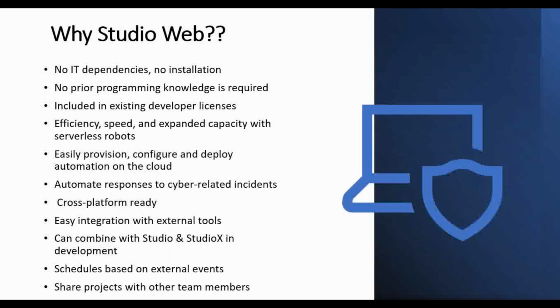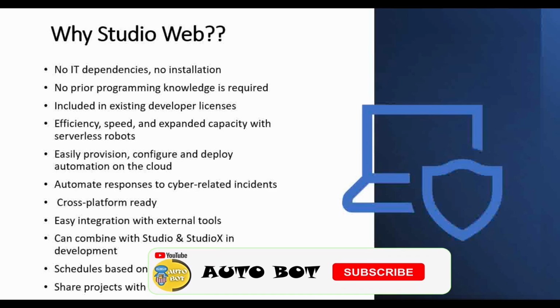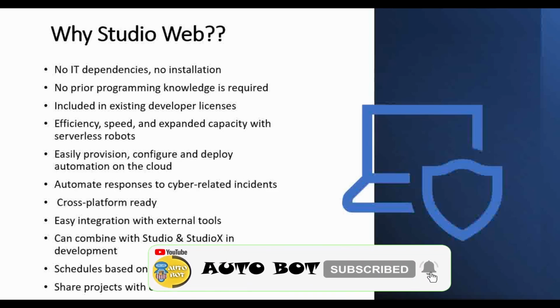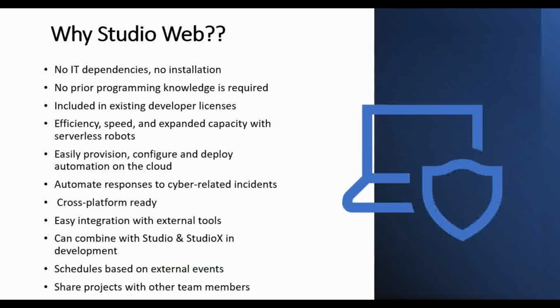So why Studio Web? No IT dependency, no installation. What does it mean? This is not a desktop-based automation tool; it is a browser-based automation tool. We don't need to set up any robots, and no configuration is required. Everything will be taken care of by Studio itself. No prior programming language is required, so any layman can open Studio Web and start automation development. It is included in existing developer licenses, so we don't need to purchase any extra license for Studio Web. It is already included with the developer license.